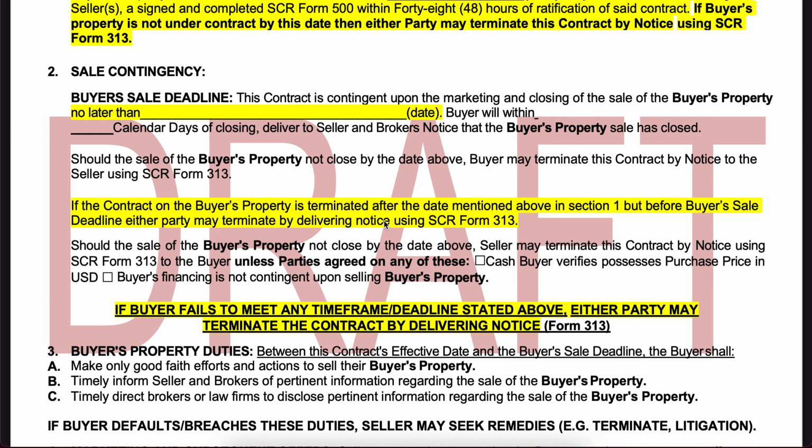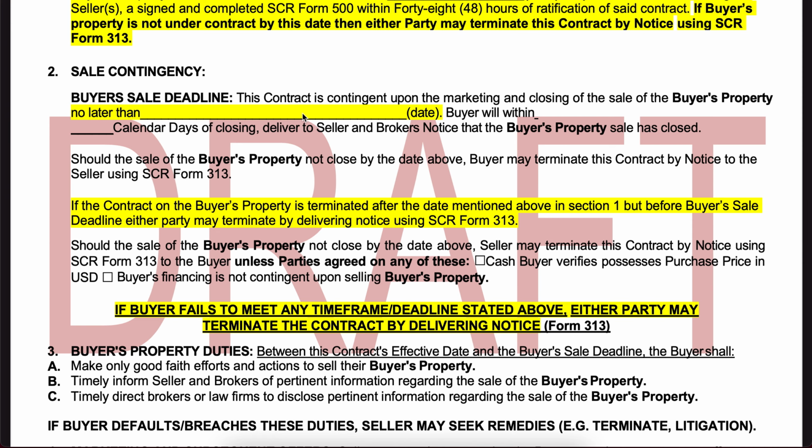Now, should the buyer's property not close by the buyer's sales deadline, then the seller can terminate the contract by delivering notice unless the buyer can do one of two things. They can either show you, "Hey, I've got cash on hand and I can purchase," or "My financing contingency is not contingent on me selling my house. I can essentially afford 2 mortgages." If the buyer is able to prove one of those two things, the seller cannot terminate the contract.